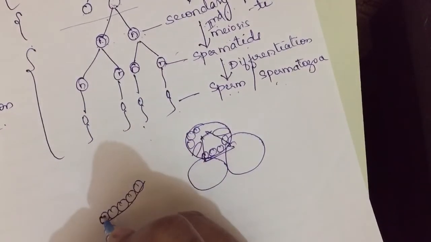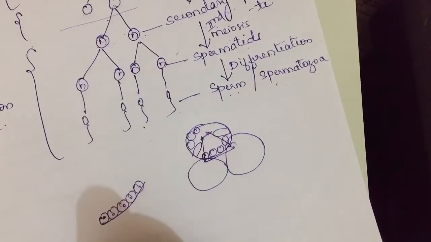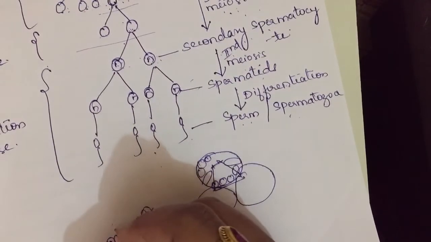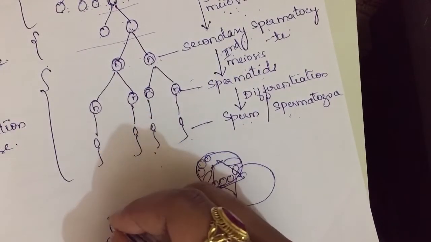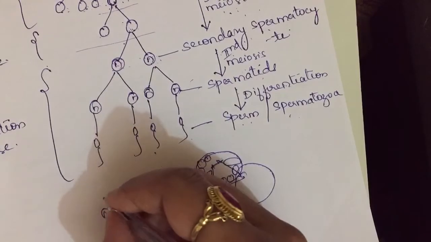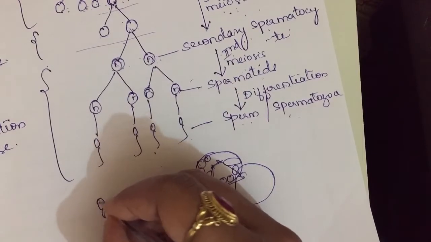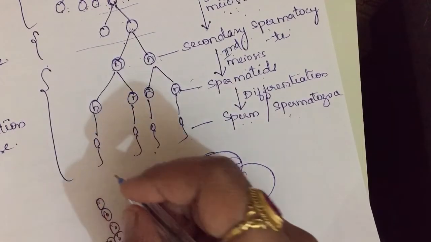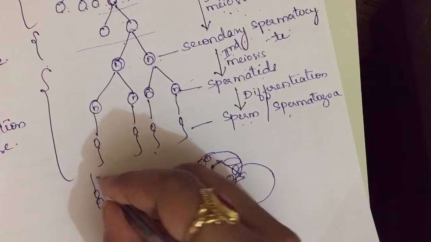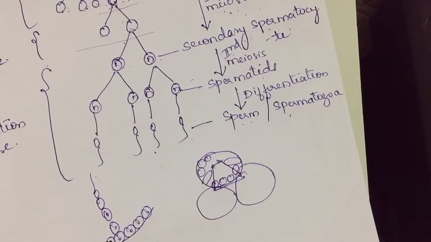Okay, now each one is spermatogonia. These spermatogonia will multiply. During puberty the number of spermatogonia will increase and they will form primary spermatocytes. Then primary spermatocytes will form secondary spermatocytes, then secondary spermatocytes will form spermatids, right? And then spermatids will form sperms. This is how the conversion takes place.